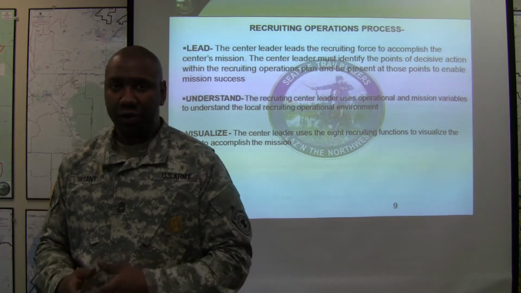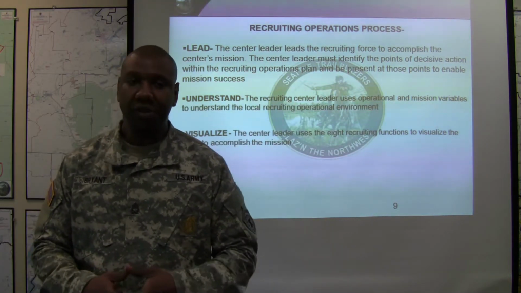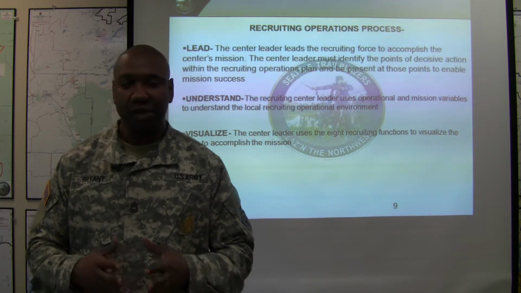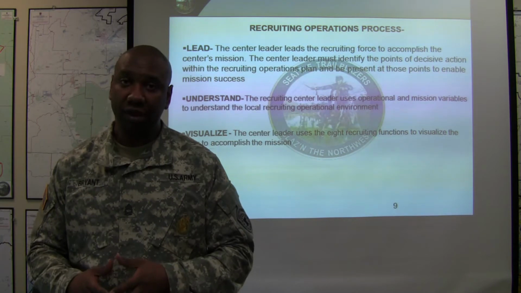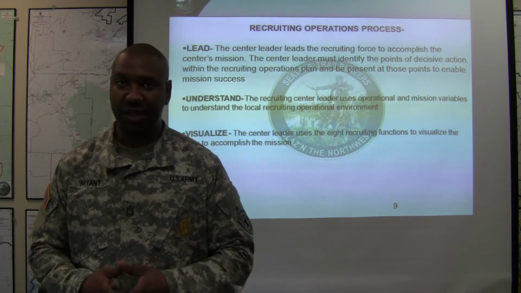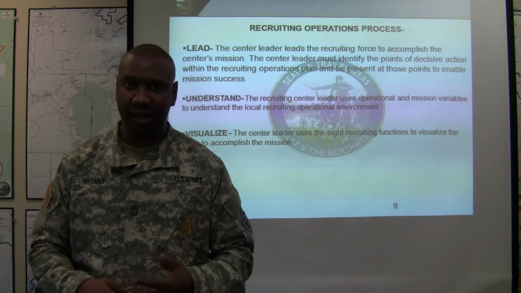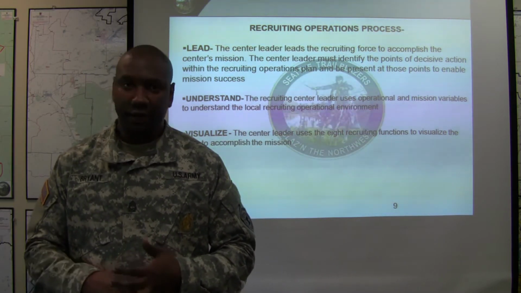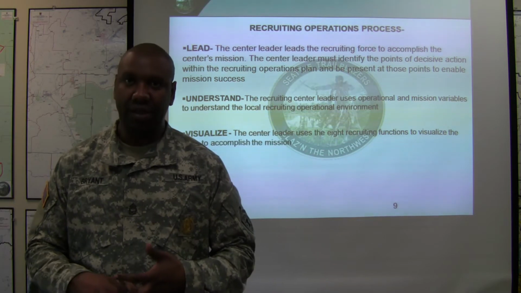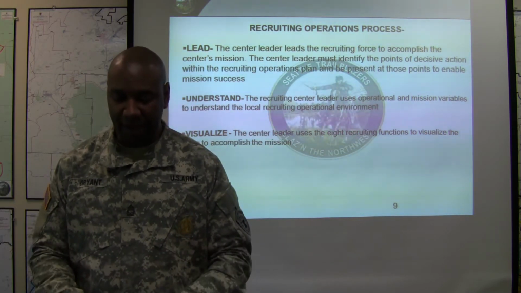Center leaders have been recruiters before, hopefully good recruiters. So when you have recruiters out there, center leaders have to get involved through all parts of the process. They have to get involved in the prospecting, in the interviews, in the processing. Okay, you have to be involved in everything.